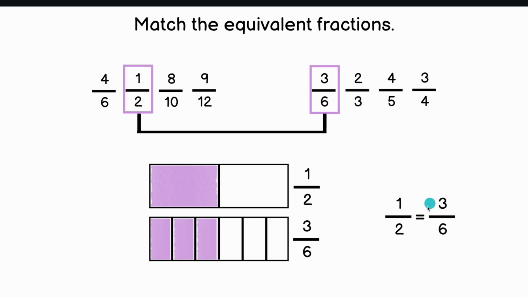Now let's check. Let's think. Let's start with the denominator 2. 2 times what equals 6? We know 2 times 3 equals 6. Let's test it with the numerator. Is 1 times 3 equal to 3? Yes. Let's write it. 1 times 3 equals 3, just like 2 times 3 equals 6. 1/2 and 3/6 are equivalent fractions.